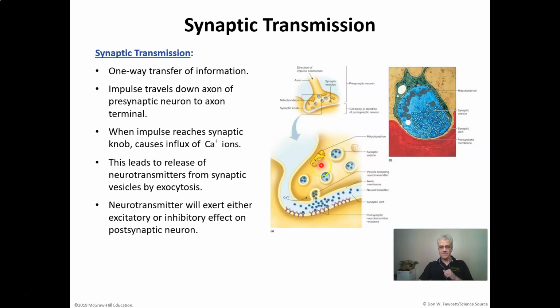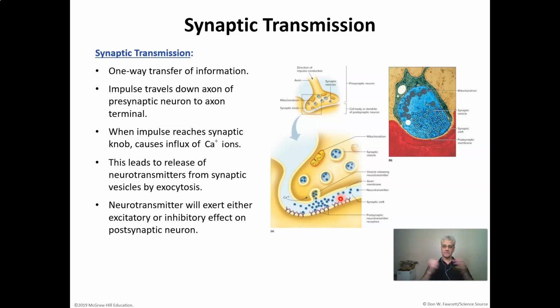Action potential comes down here, opens up calcium channels. Calcium floods in. That allows this synaptic vesicle to fuse with the end of the membrane. That releases its neurotransmitter into the synaptic cleft. That requires ATP to do that. That's why you have mitochondria. That's the process. Now, this neurotransmitter is in the synaptic cleft.